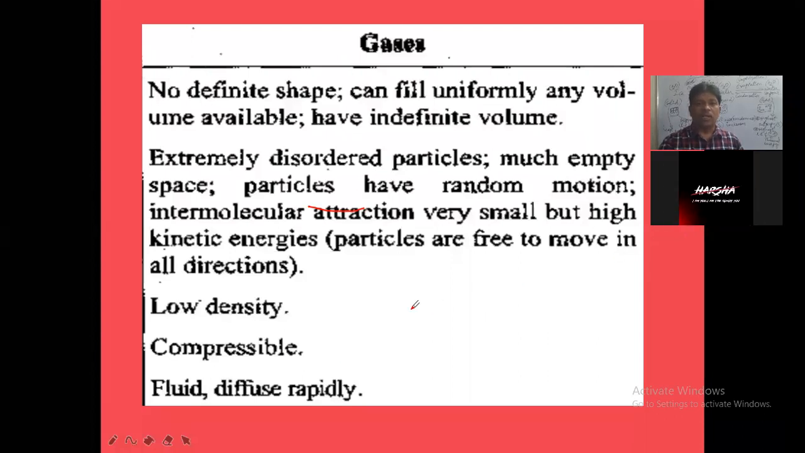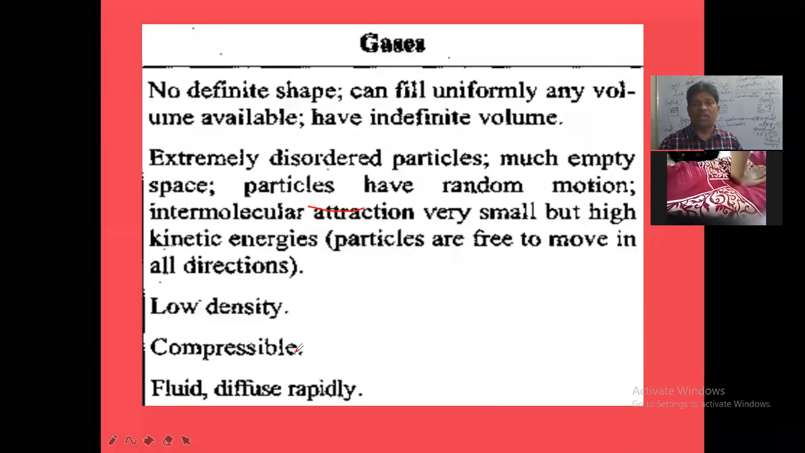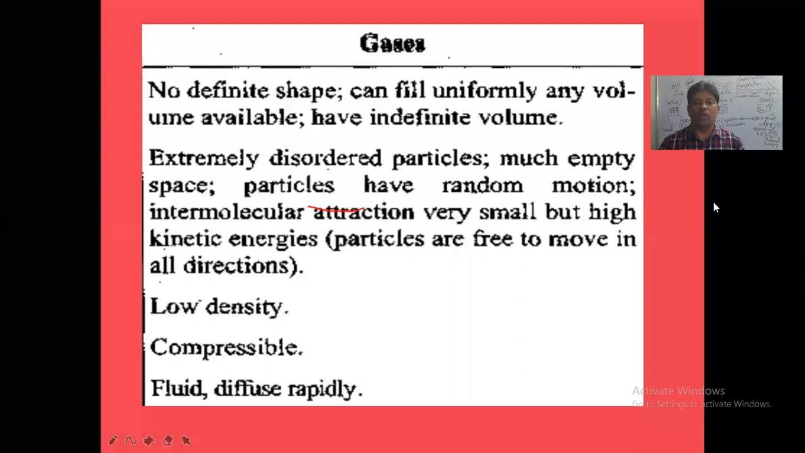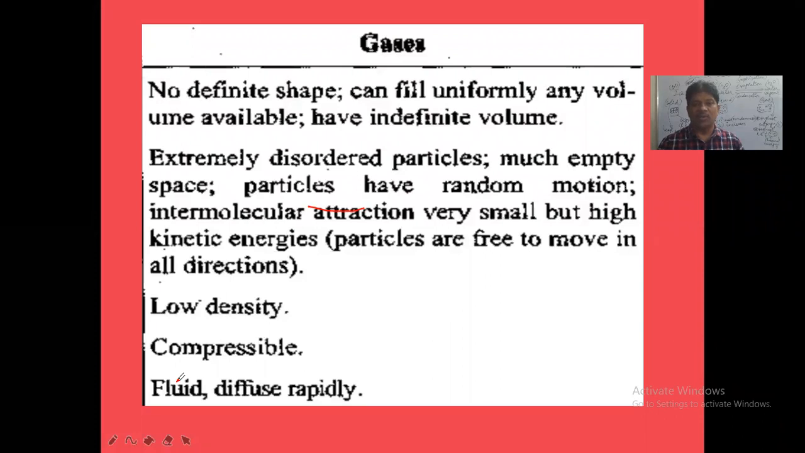Next one, compressible. Gases are compressible, meaning gases can be easily compressed by applying high pressure. And gases are fluids. Gases come under fluids. Also they have the diffusion property, meaning they can diffuse very rapidly, very fast from one place to another. Fluids means which can flow. The substances which can flow are called fluids. So gases and liquids together are called fluids, which can flow from one place to another. And the diffusion is very high for gases.